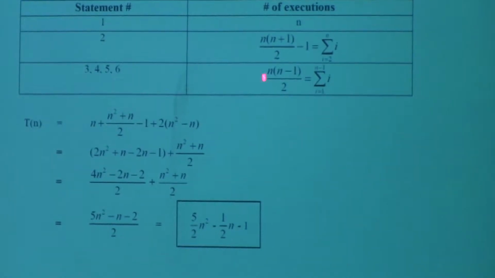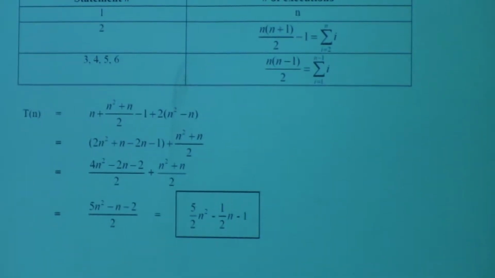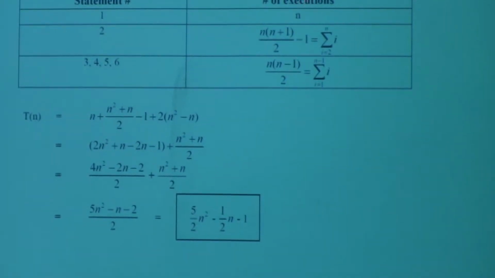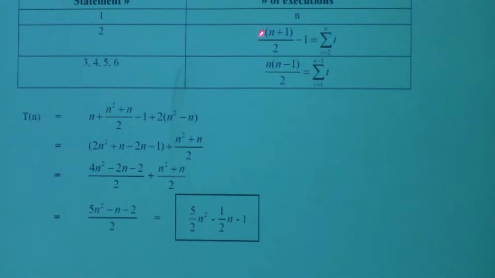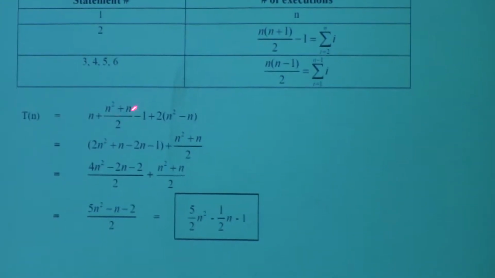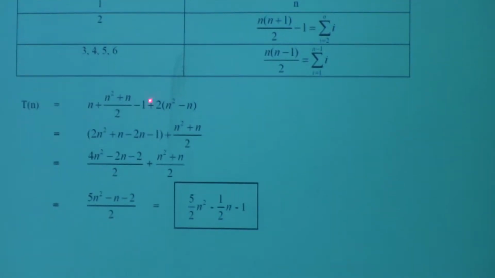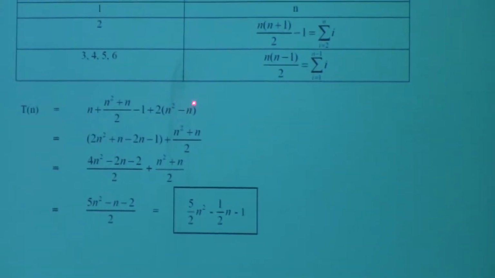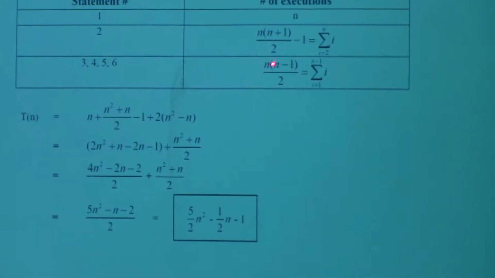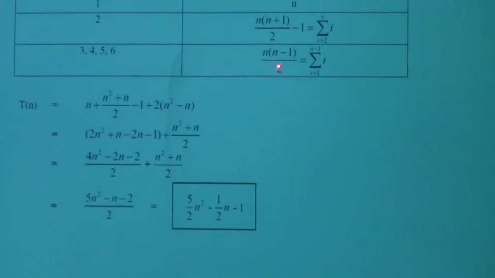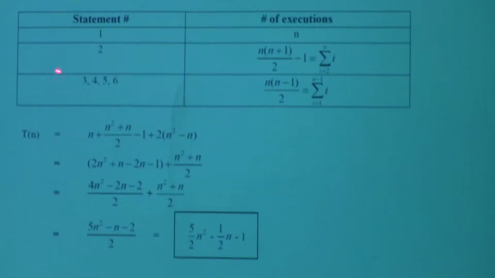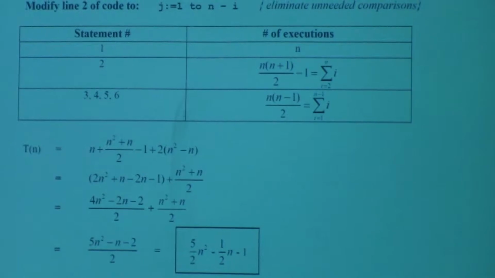So now in this case, all of these statements are going to execute n times n minus 1 over 2. So now we're going to add up the n. It's going to go here. This is just n squared plus n over 2. It's going to go here, minus 1. And then here, we're going to have 2 times n squared minus 2. This is going to be n squared minus n over 2. And we're going to just multiply across for the number of statements it has.